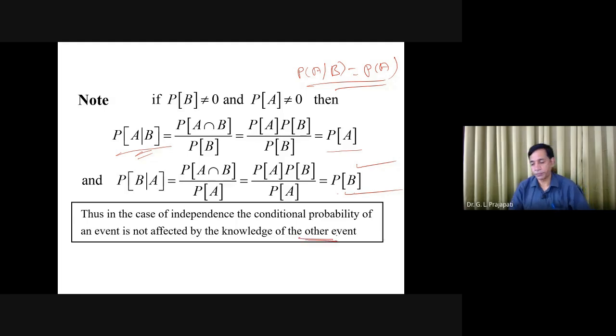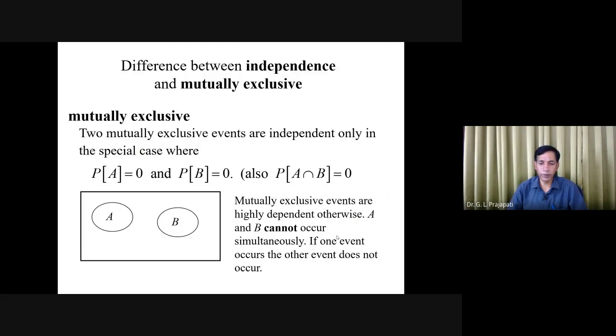Mutually exclusive events are highly dependent on each other. In case of mutually exclusive events, probability of A and B is 0. Only if probability of A or probability of B is 0 do we say that the events are independent. In all other cases, the events are not independent. So mutually exclusive, we know that A and B cannot occur simultaneously. If one event occurs, then the other event does not occur.